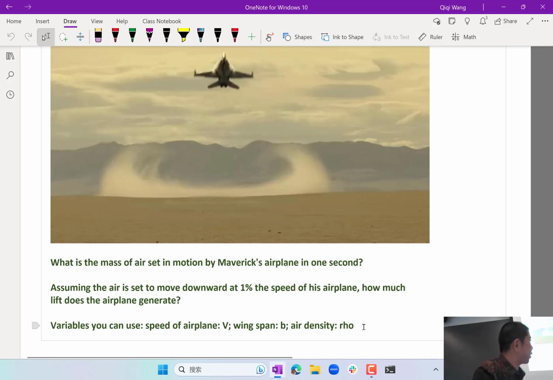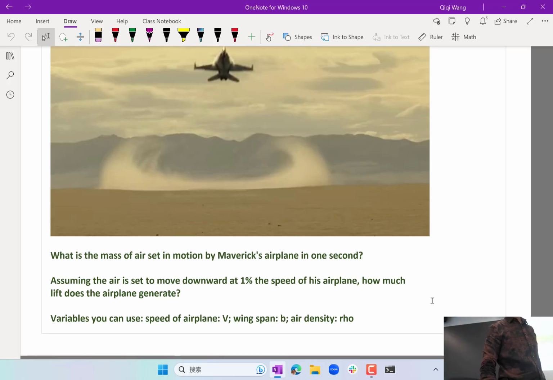Now the critical question you have to work out is how much air is moved by the airplane. We'll see what you can use from your Unified study. It requires some approximation, and using your best judgment, figure out how much air is set in motion by Maverick's airplane in 1 second. All right? Okay, let's group into pairs and start to work on answering the question.